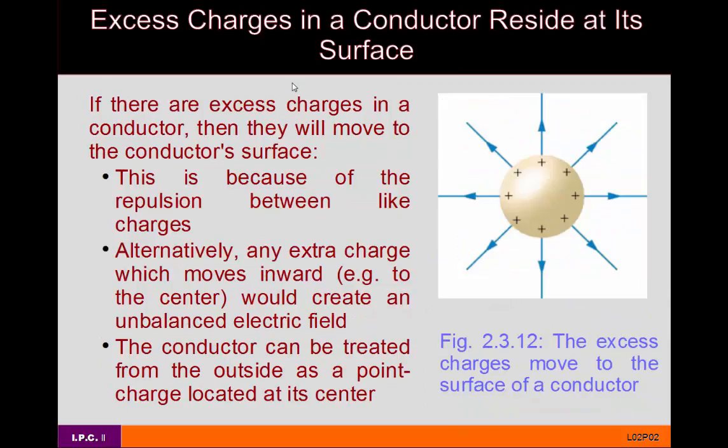Okay, second consequence is if you do have an excess charge in the conductor, then it's going to have to move to the conductor's surface or one of the surfaces. And one way of seeing that is, suppose that I placed a charge here in the very middle of this conductor.